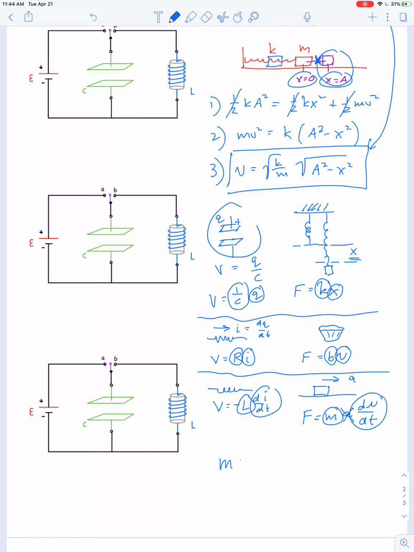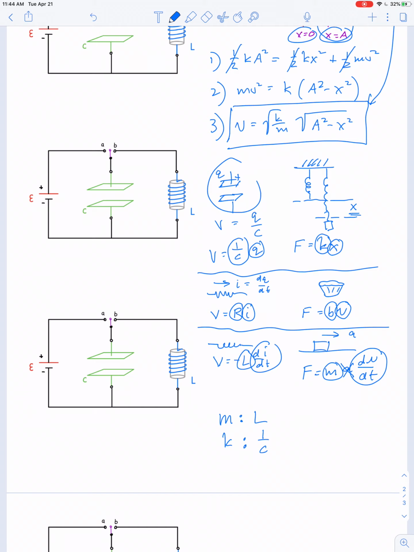So the analogous quantity for mass is inductance. The analogous quantity for spring stiffness is the inverse of capacitance, and the analogous quantity for drag coefficient is resistance. In the same way that the analogous quantity for position is charge, for velocity is current, and for acceleration is rate of change of electrical current.